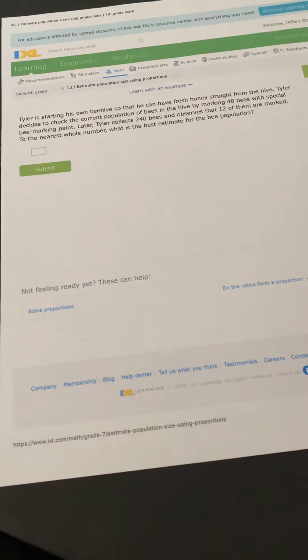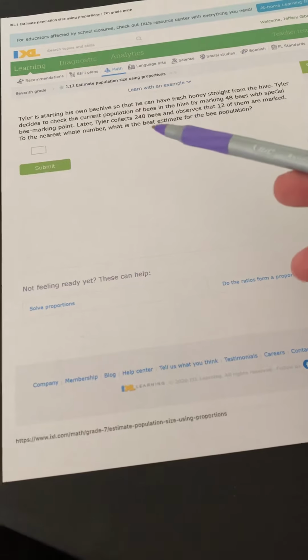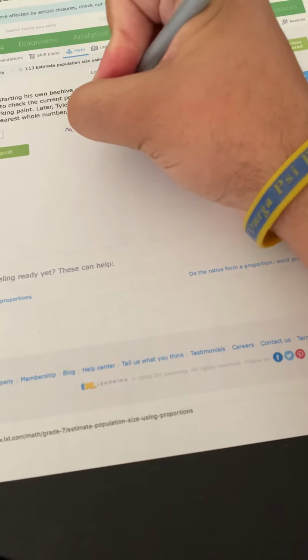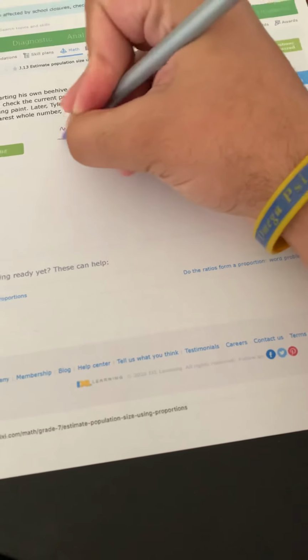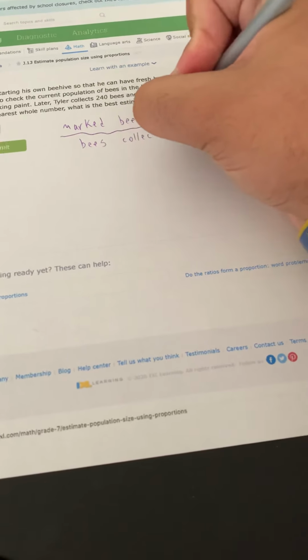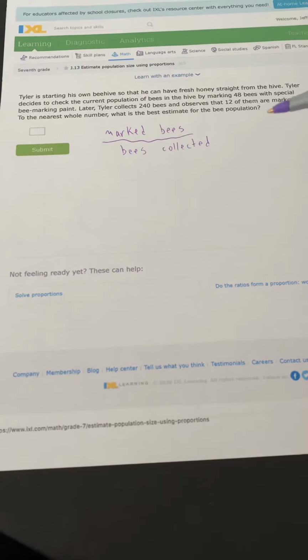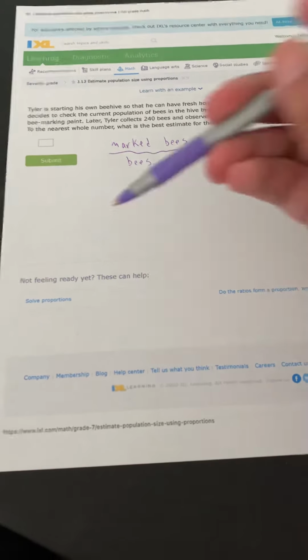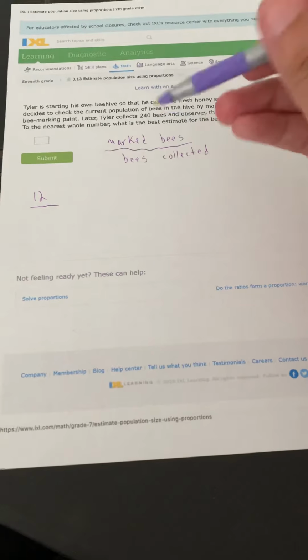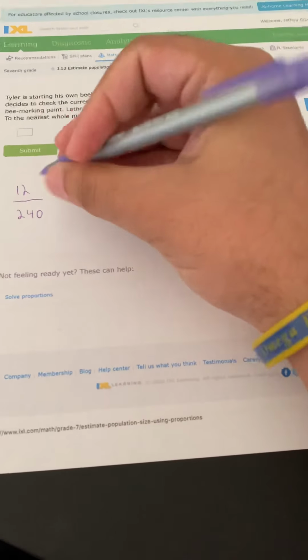All right, so the way you got to solve this is by using a proportion. So it looks like we're using marked bees and bees collected. So we got marked bees and bees collected. All right, so in this sentence here, it tells us he had 240 bees collected and 12 of them were marked. So those two go together. So 12 goes on top because marked bees on top, and 240 were collected. So 240 goes on the bottom.